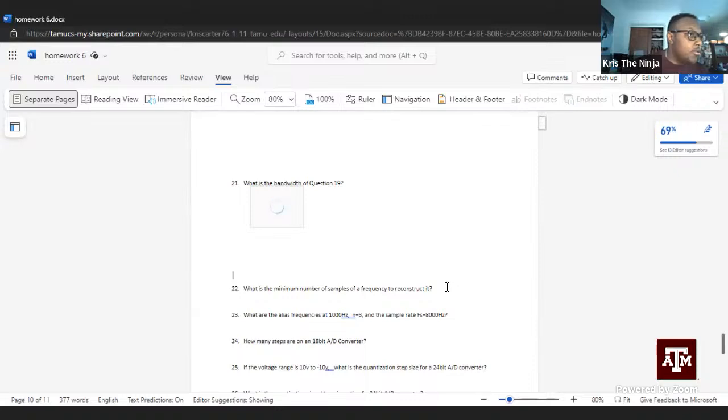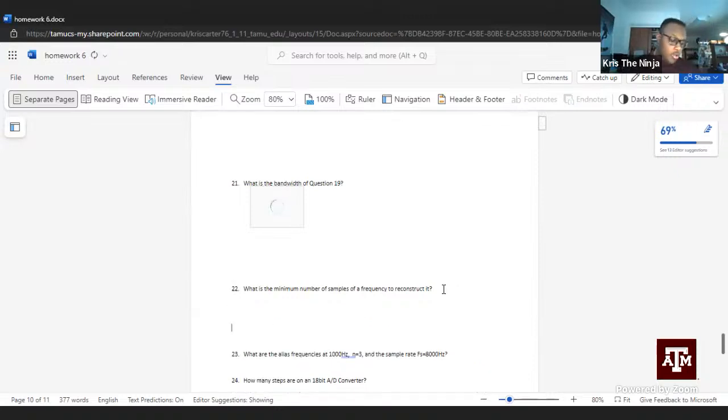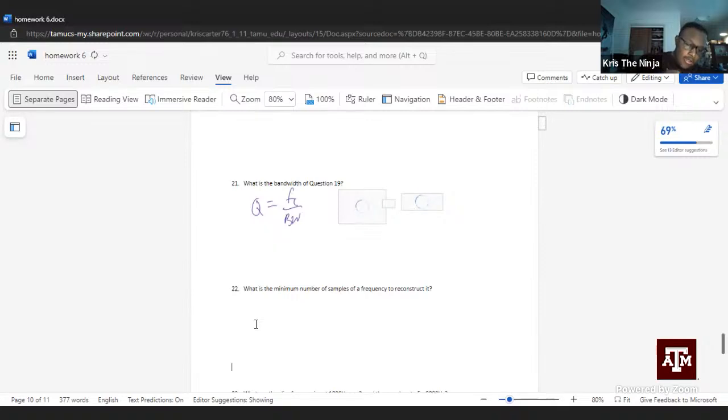So now this is getting into sampling theory. This is asking what is the minimum number of samples of frequency to reconstruct it. One thing that we learned in class, now that I can actually go back to this because it's not really notes dependent anymore. This is basically all the stuff that I've learned from sitting in the classroom. So you need at least two samples per cycle to reconstruct the frequency. So two samples per cycle or two F.